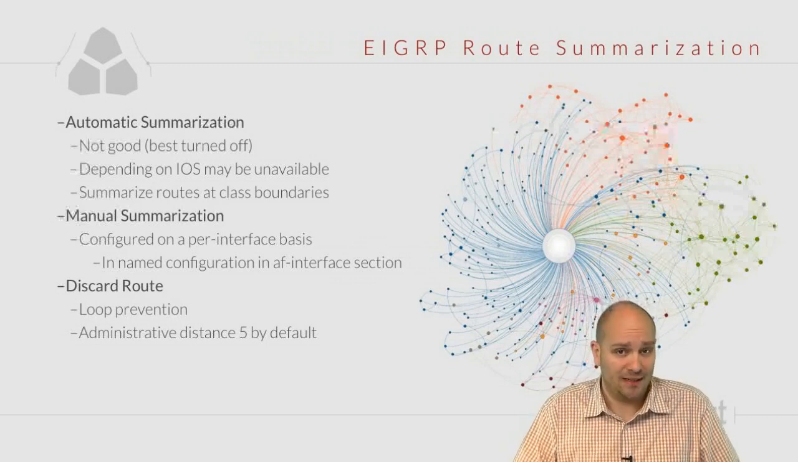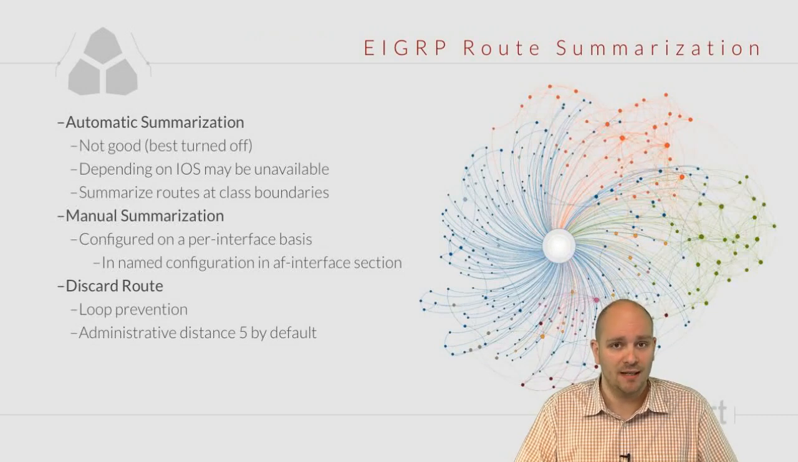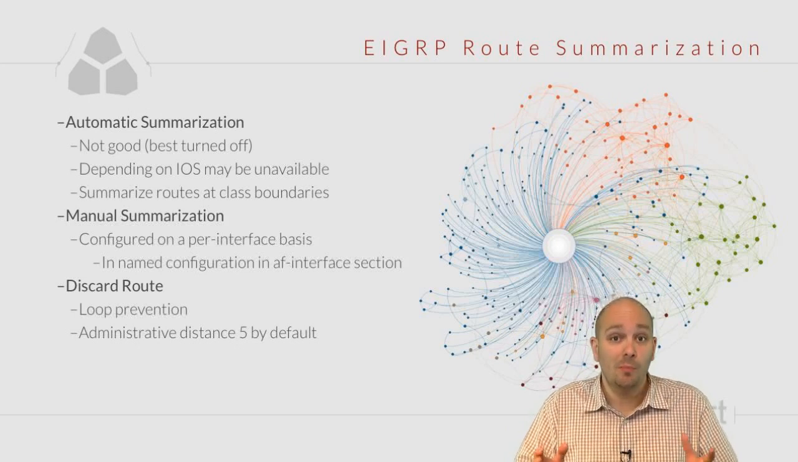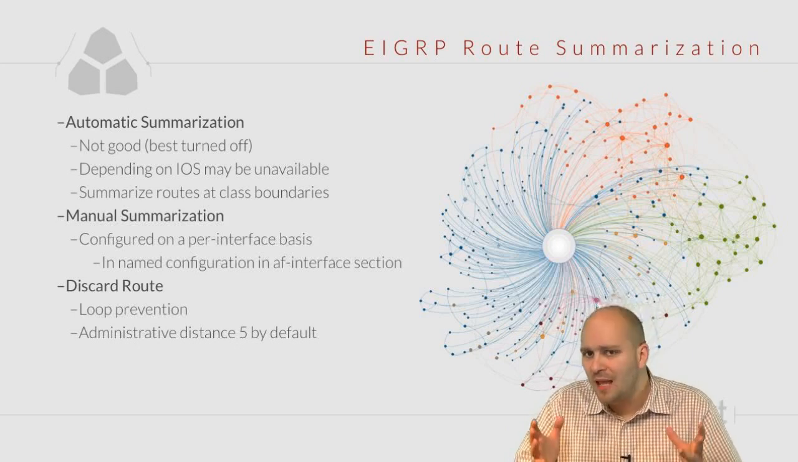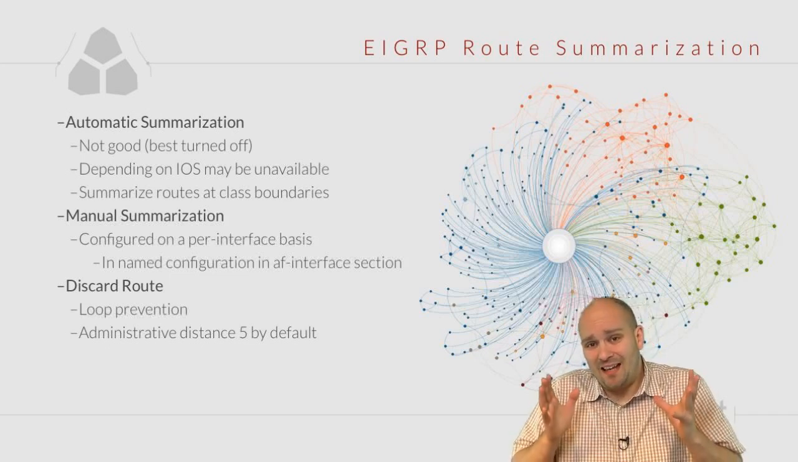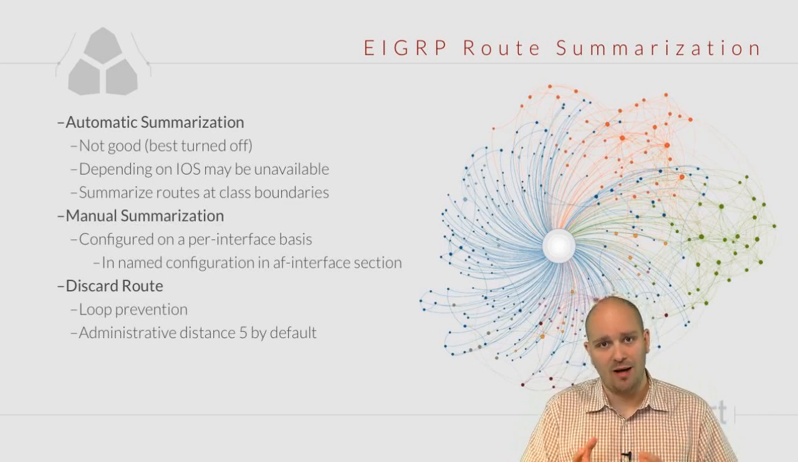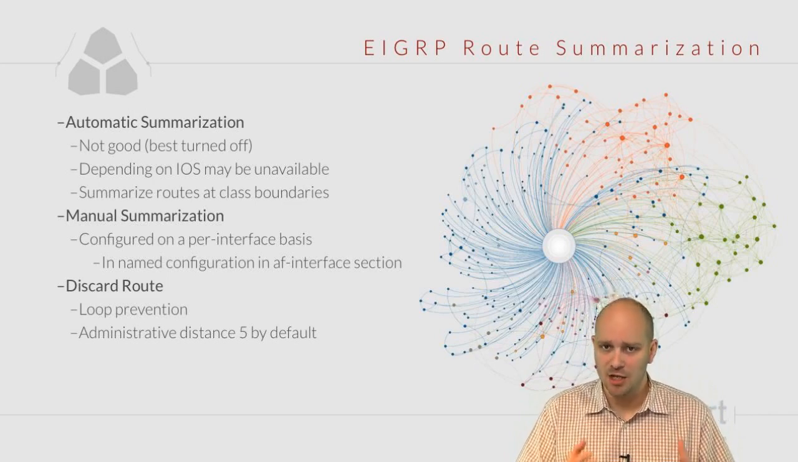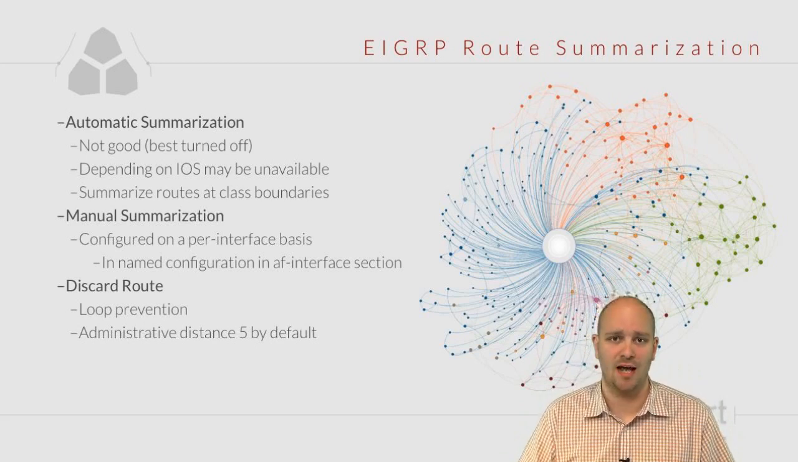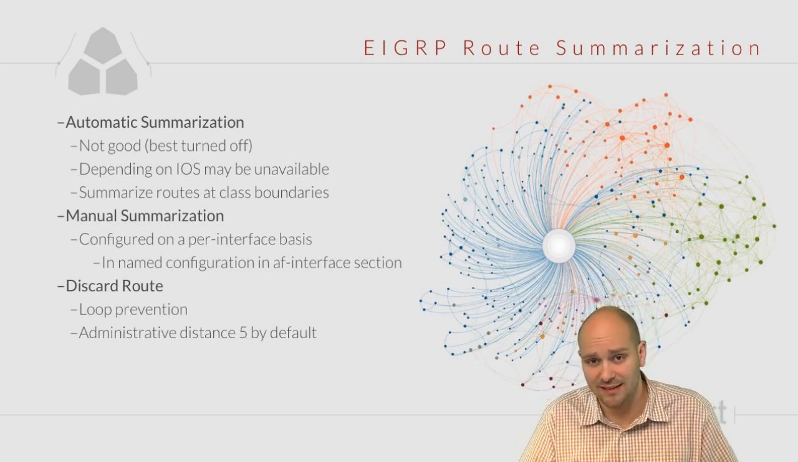It supports automatic summarization, which depending on the IOS version may actually be turned on by default, or it may be turned off by default, or it may be completely unavailable to you. Automatic summarization, let me state this out of the way, is better turned off. What it actually does is, when the routes are advertised to the neighbors, the EIGRP process is going to attempt to summarize these routes at their classful boundaries, where classes are obviously Class A, Class B, and Class C.